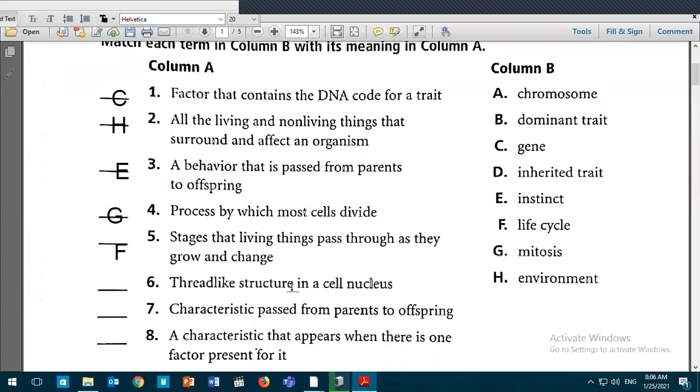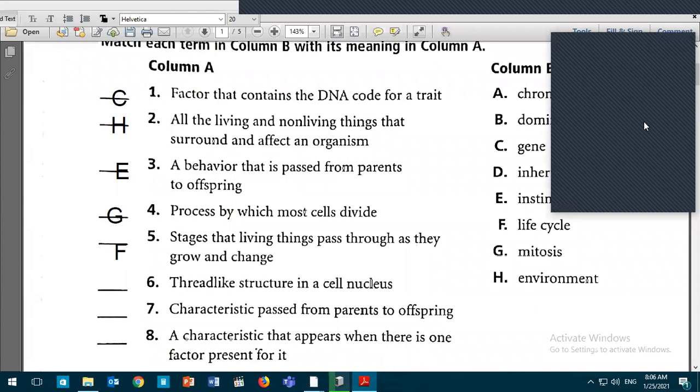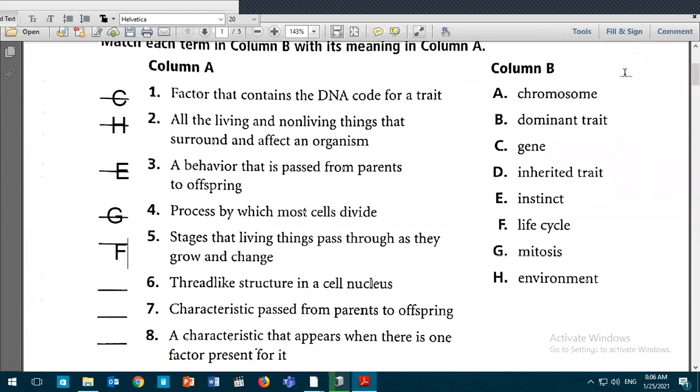Number 6, thread-like structure in a cell nucleus. Can someone guess this one for me? Yassine Douaini, would you like to guess this one? Well, the answer for this one is inside the nucleus. It's something inside the nucleus. Chromosome. Exactly, yes. Those are chromosomes, the ones that carry our genes, that carry the DNA or the genetic information, like how tall we are, what is the color of our skin. Thank you so much, Yassine.